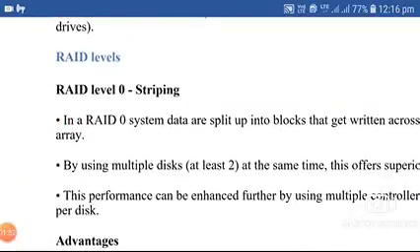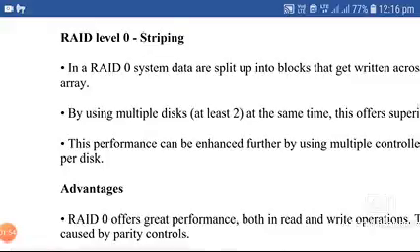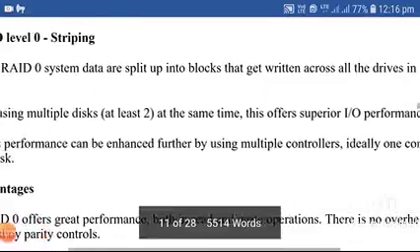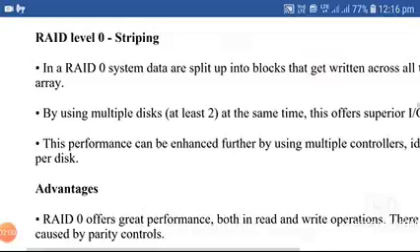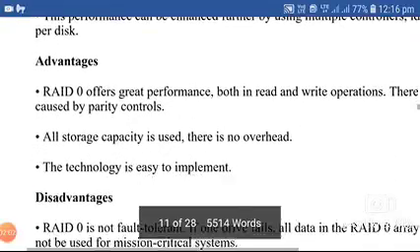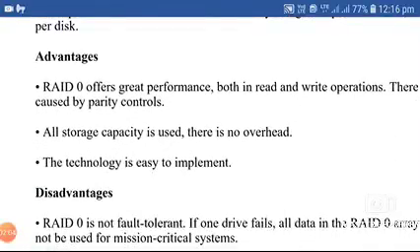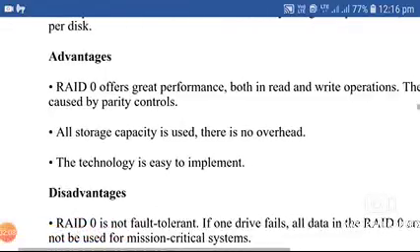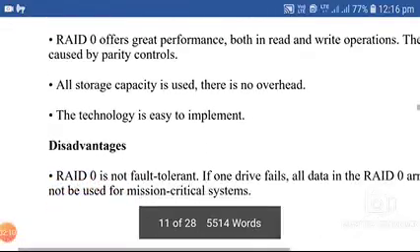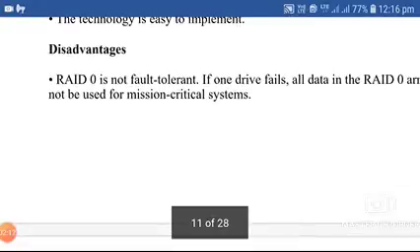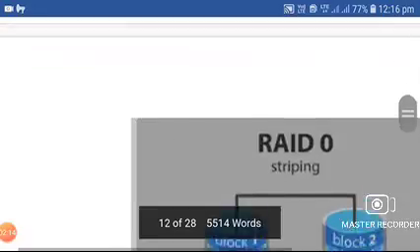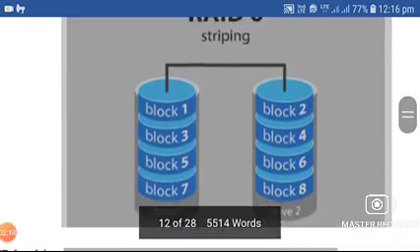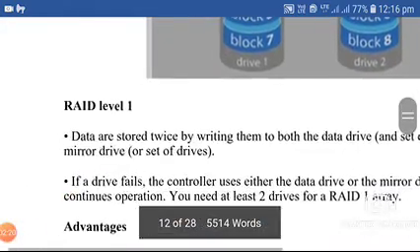RAID level 0, striping. In RAID level 0, system data are split into blocks, then written across the drives in the array. RAID 0 offers great performance in both read and write operations. There is no overhead caused by parity controls. Disadvantage: RAID 0 is not fault tolerant. The diagrammatic representation of RAID 0 you can see in the diagram below.